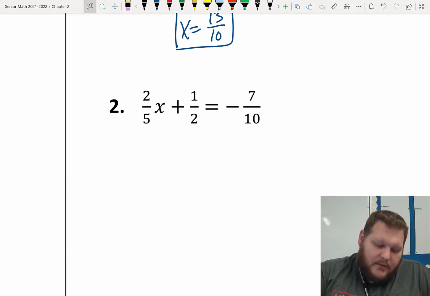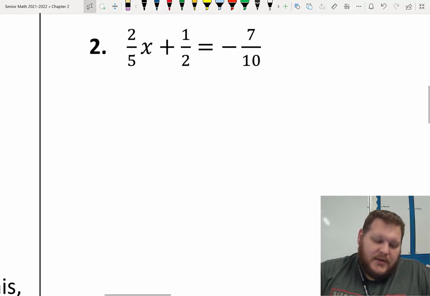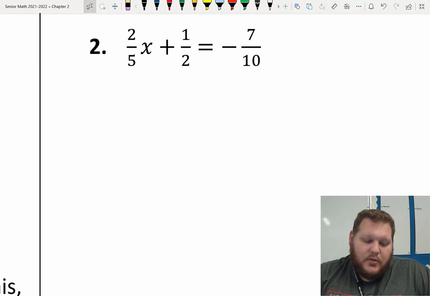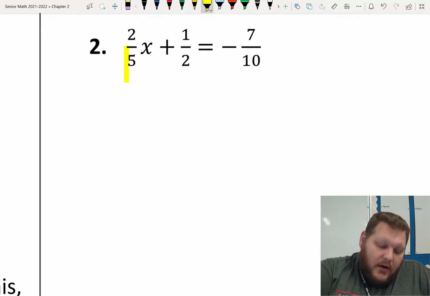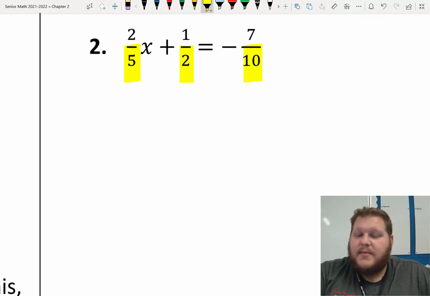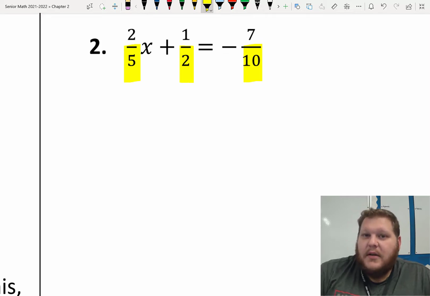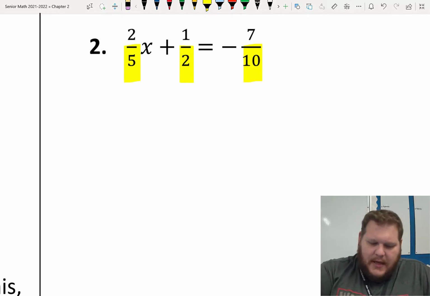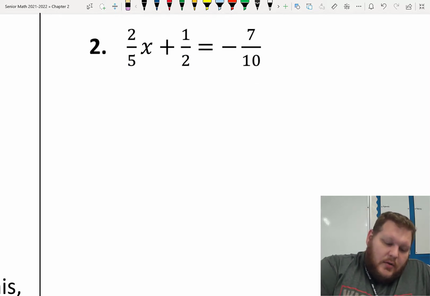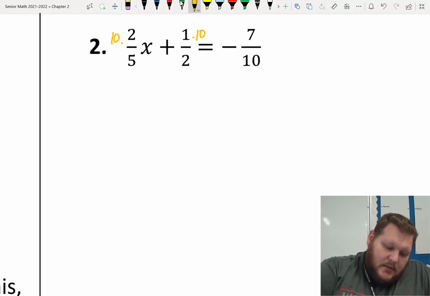So let's do another one here for number 2. Number 2, we've got 2 over 5x plus 1 over 2 equals negative 7 over 10. So looking at my LCD of all three of these terms, the smallest number that all three of them go into is 10, right? Because 5 times 2 is 10, 2 times 5 is 10, and then 10 obviously is already 10. So if we do that, again, I'm going to use yellow, multiply by 10 all the way through, and then start looking at how things simplify.